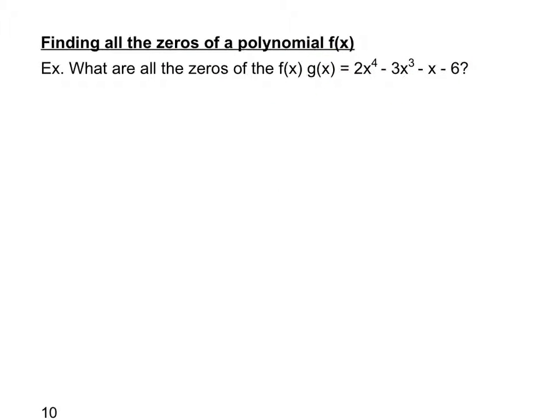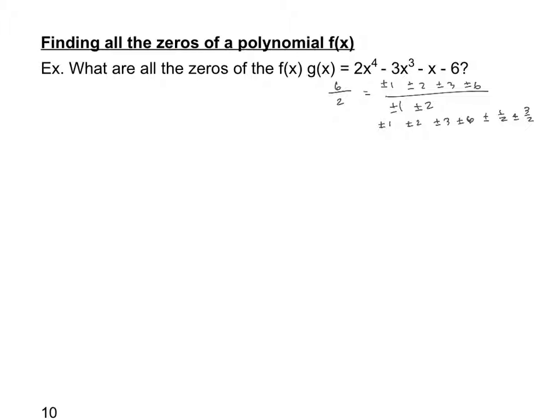Okay, looking at this next example, finding all the zeros of a polynomial function. What are all the zeros of this function? G of x equals 2x to the 4th minus 3x cubed minus x minus 6. If we take the factors of our constant over the leading coefficient, the factors of 6 are plus or minus 1, 2, 3, and 6, and the factors of 2 are plus or minus 2.